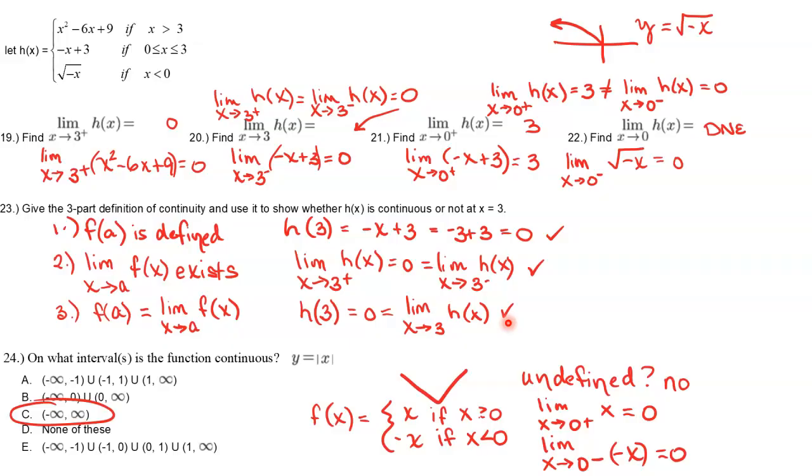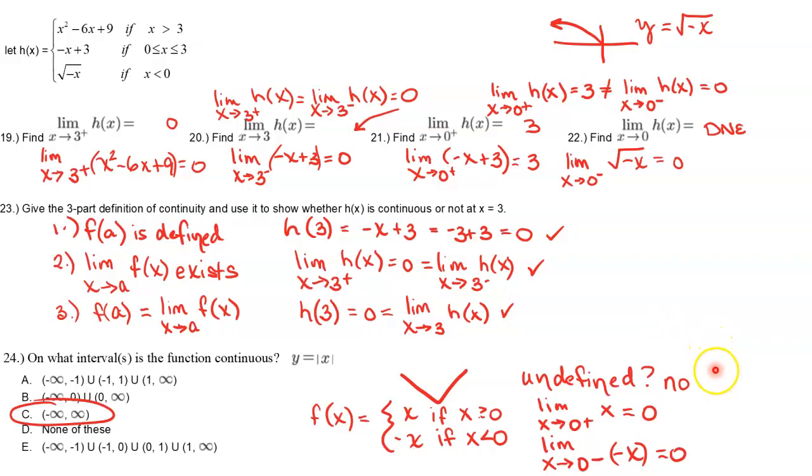All right, then for 24, it says on what intervals is the absolute value function continuous? So first off, if you just drew the absolute value function and you thought about where did I pick up my pencil when I was drawing that? Nowhere. So that means that it is going to be continuous everywhere. If you'd rather use the three-part definition, that's fine as well.